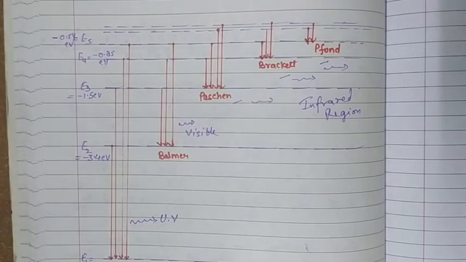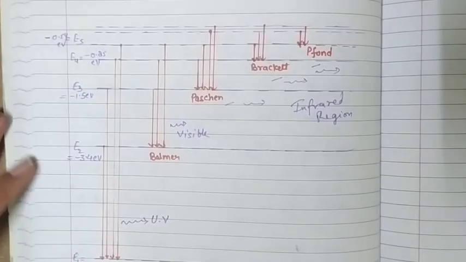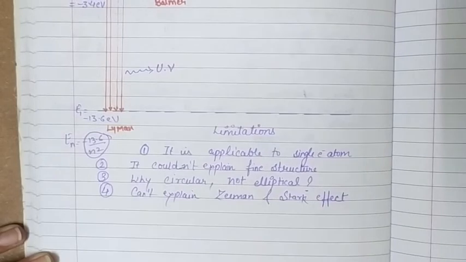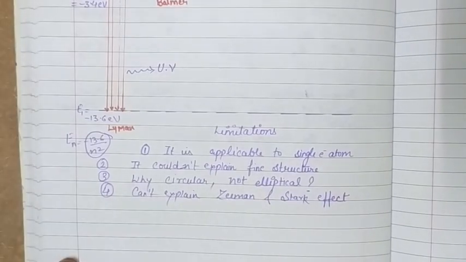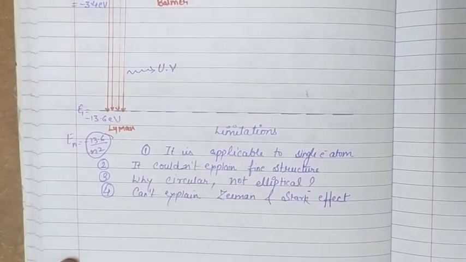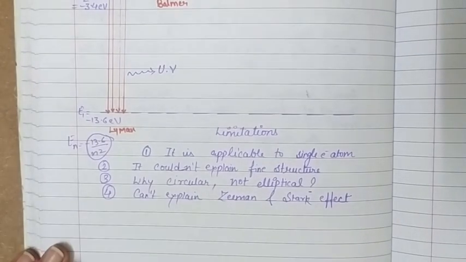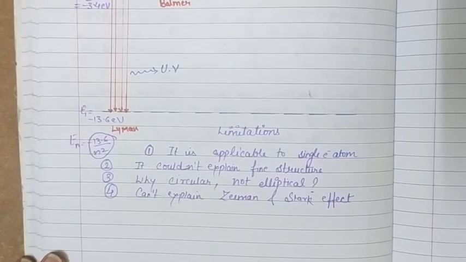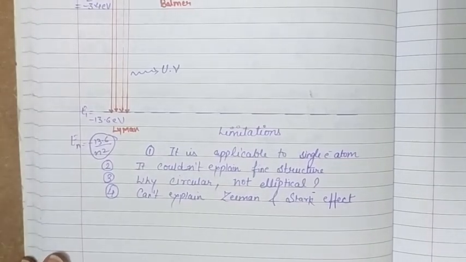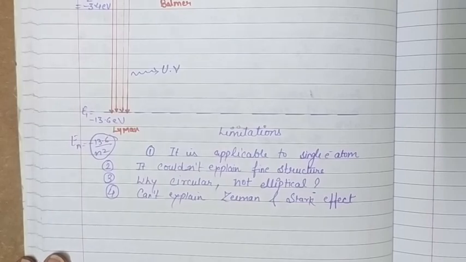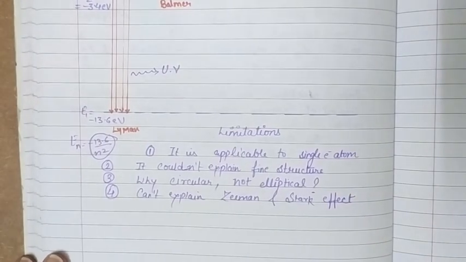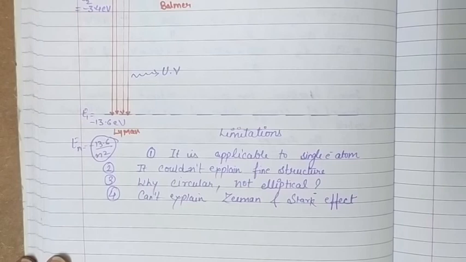Now there are still certain limitations to Bohr theory also. These limitations of the Bohr model are that it is only applicable to single electron atoms like hydrogen. If there are two or more electrons present in the atom, then Bohr theory can't explain it accurately. Second, it couldn't explain fine structure, as some of the lines that we get in the spectra are in groups, not a single line, and the existence of this group of spectral lines was not explained by Bohr's model.